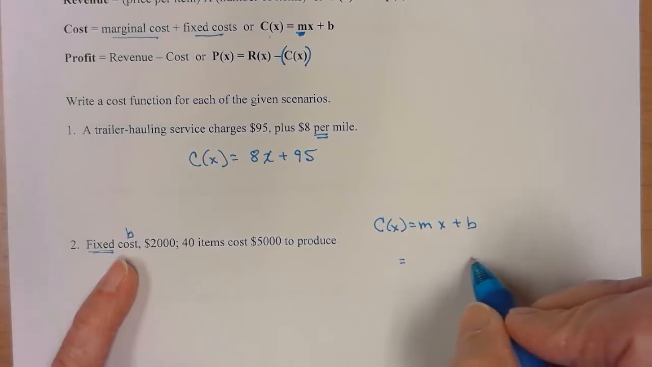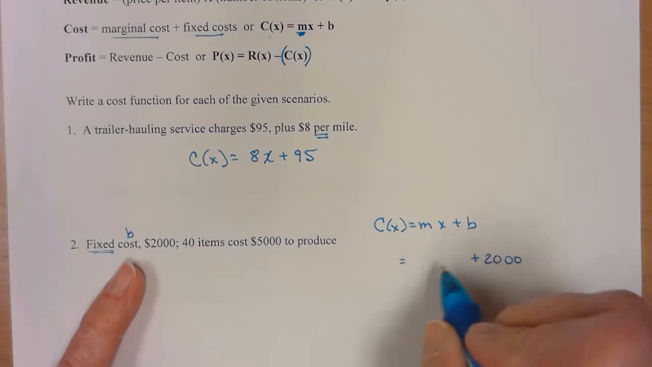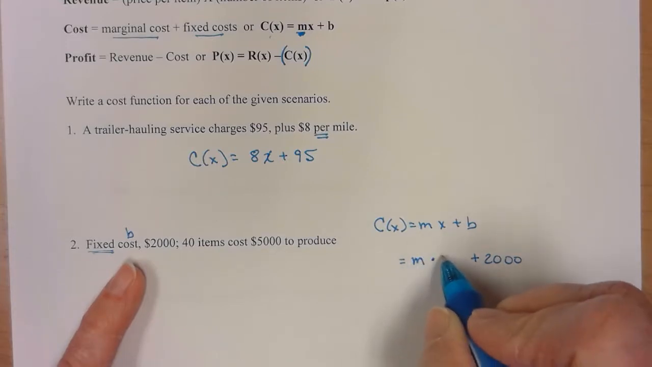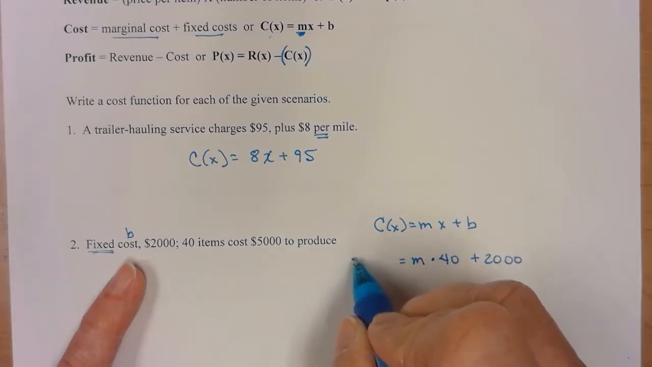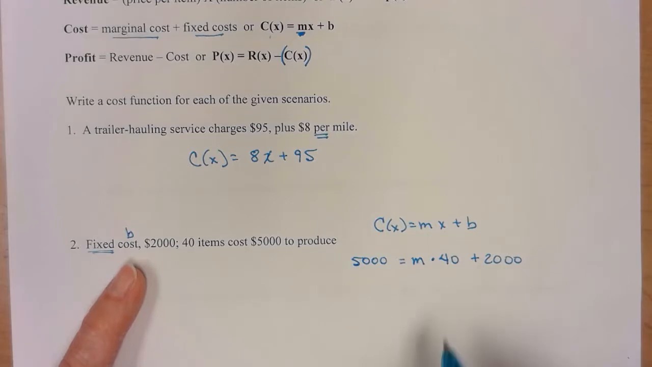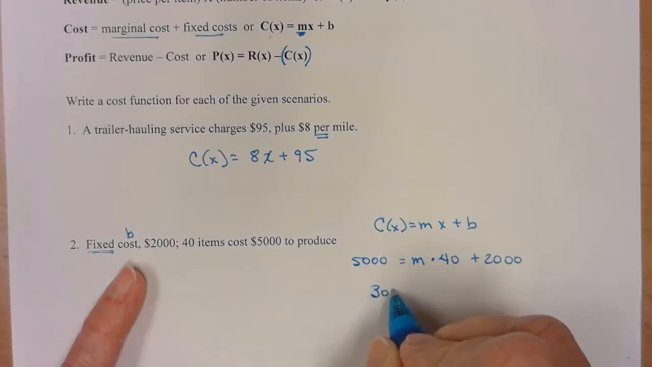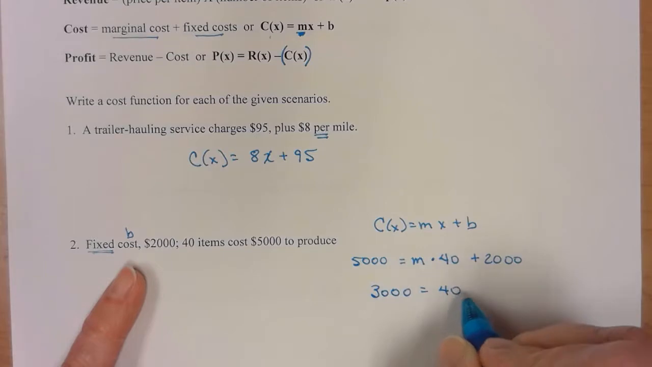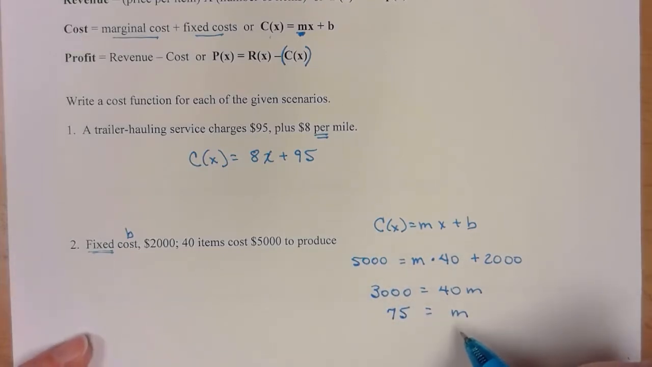So the fixed cost is 2,000. 40 items, that's my X. So you see, I do not know the marginal, but I do know the number of items and how much it cost to produce those. Now if you'll notice, I've only got one unknown, and I can solve for that. I'm going to subtract 2,000 from both sides. Divide by 40. And dividing by 40, I think if you'll do that in your calculator, you should have 75. So I found the marginal cost.